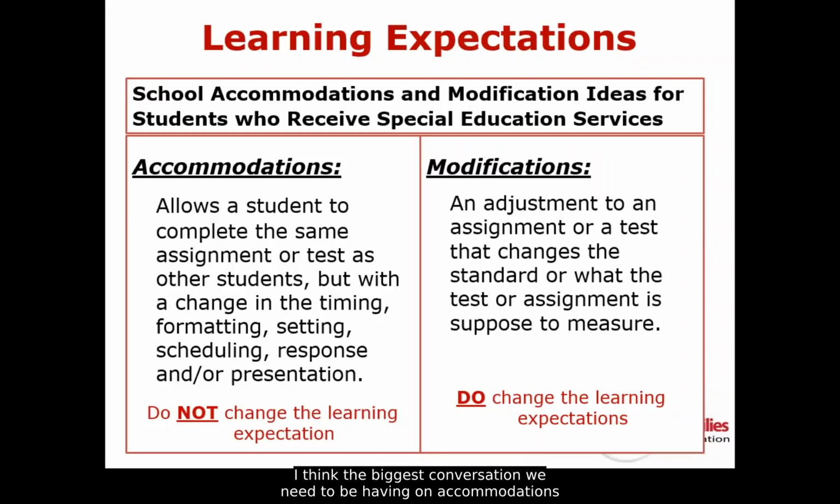I think the biggest conversation we need to be having around accommodations and modifications is around modified curriculum. Because frequently if students are on a modified curriculum, nothing wrong with a modified curriculum, but they may not be meeting all the learning standards in order to get a diploma, and that is a whole other conversation. But know that we need to be very clear, particularly around graduation requirements, about accommodation and modification and what that looks like.